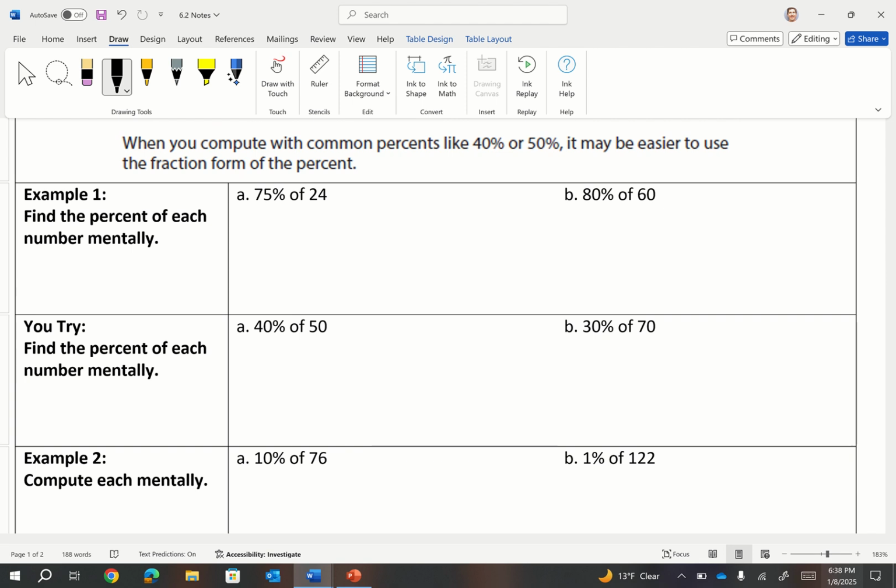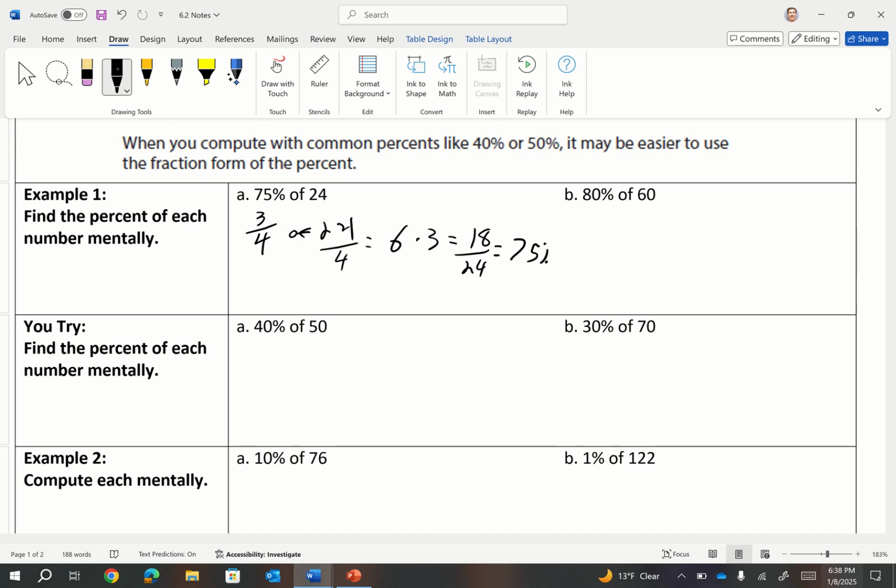The way I'm going to think about this is I know that 75% is 3/4. So I'm actually trying to find 3/4 of 24. One way I could do that is to know that 24 divided by 4 equals 6. So that means 1/4 of 24 is 6. So I'm just going to take this 6 times 3 to get 18. 18 out of 24 would equal 75%.